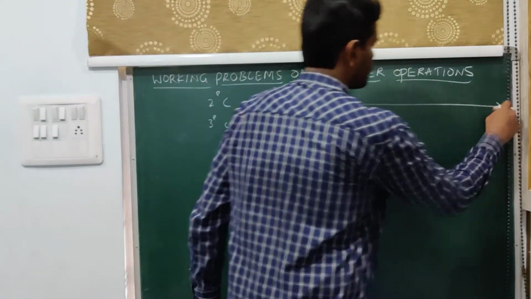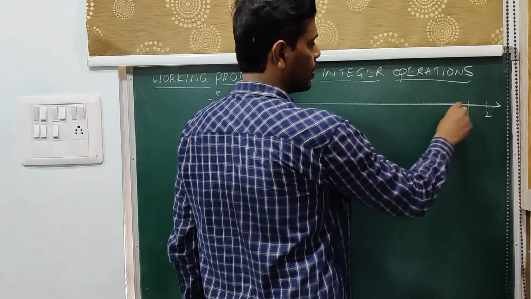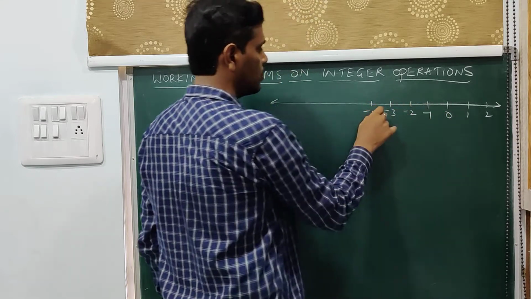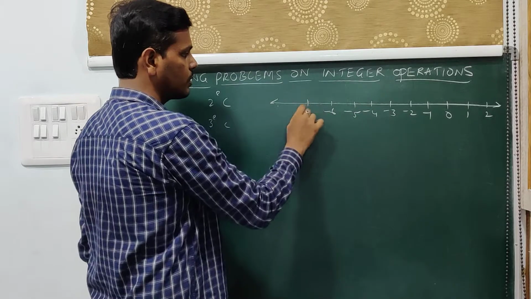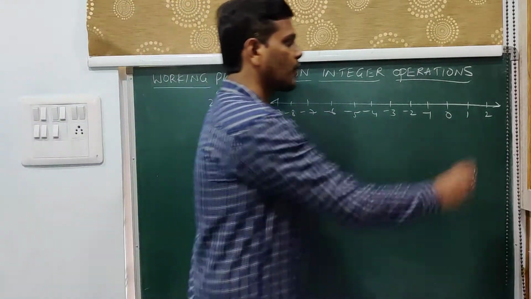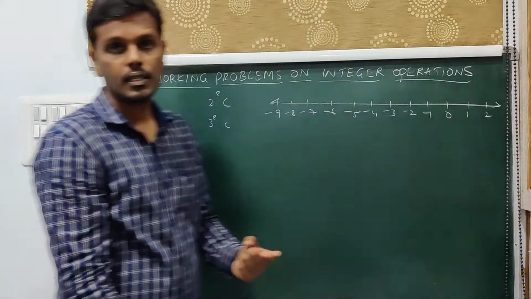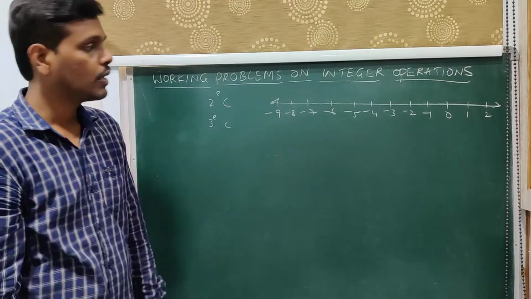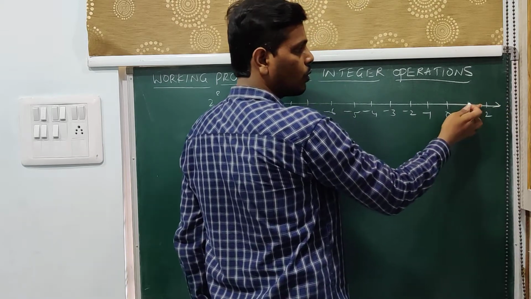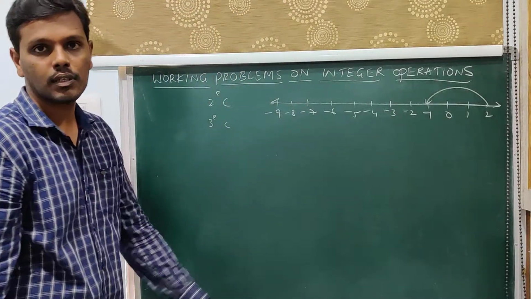Suppose, initially this is 2 degrees, then 1 degree, 0, minus 1, minus 2, minus 3, minus 4, minus 5, minus 6, minus 7, minus 8. Now initially the temperature of Denali is 2 degrees Celsius. Each day 3 degrees is being reduced. So on day 1 it will be 3 degrees reduced, so go back 3 units: 1, 2, 3. So the temperature will be minus 1 degree after the first day.